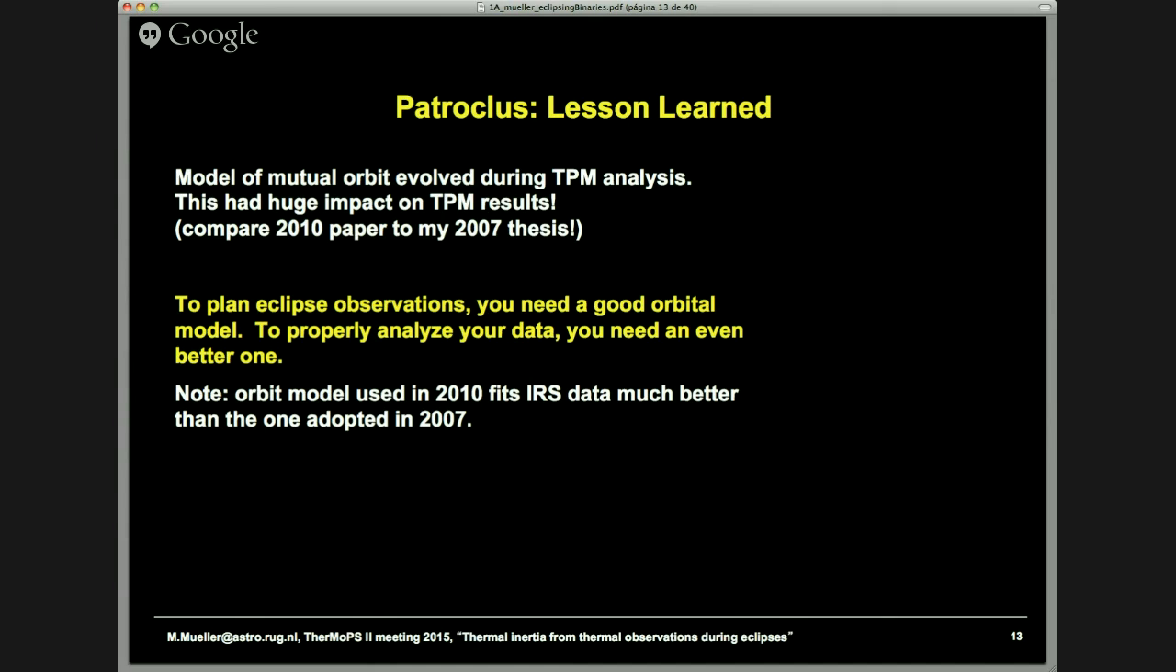The good news is that with the orbital model used in 2010, I got a reduced chi-squared in the expected range of unity. So I'm confident that this now actually makes sense. And before, the fit was a lot worse. But this was unexpected beforehand.